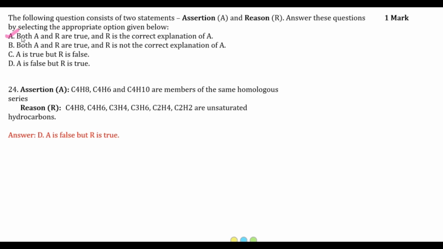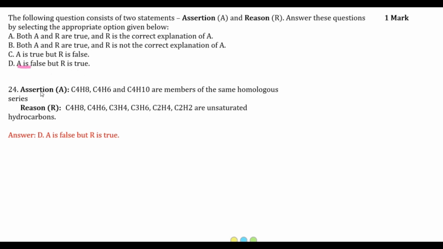A says both assertion and reason are true, and reason is the correct explanation of assertion. B says both assertion and reason are true and reason is not the correct explanation of assertion. And C says assertion is true but reason is false. D says assertion is false but reason is true.